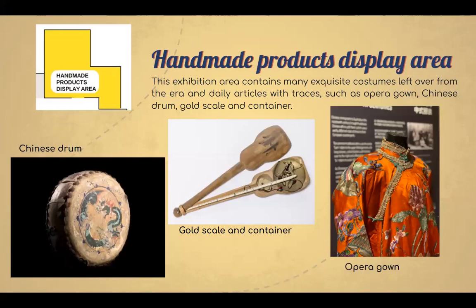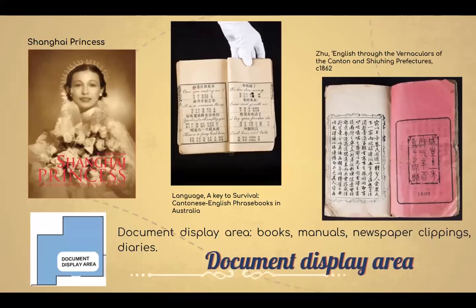Then there is Room 3, handicraft display. This exhibition area contains many exquisite costumes left over from the era and daily articles with traces of use, such as opera gong, Chinese drum, gold scale, and container. Through these historic objects, visitors can gain insight into the life details of the Australian Chinese community in that period. Next is Room 4, document display area, including books, manuals, newspaper clippings, diaries.